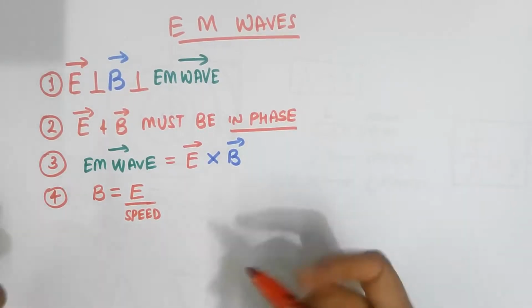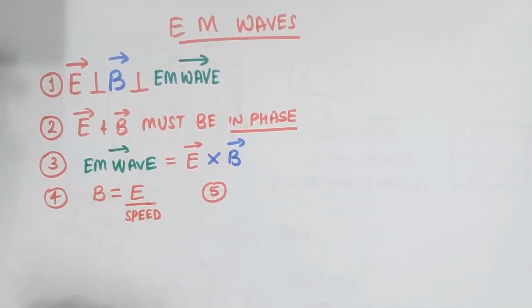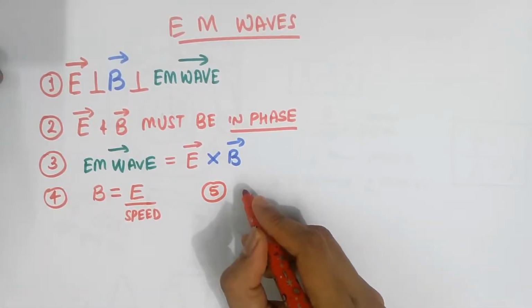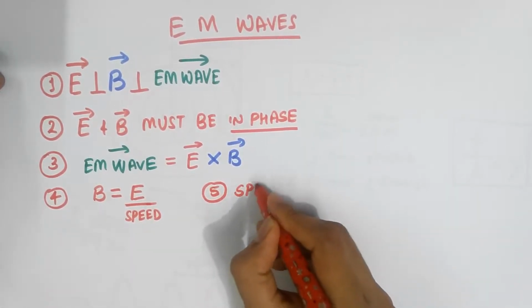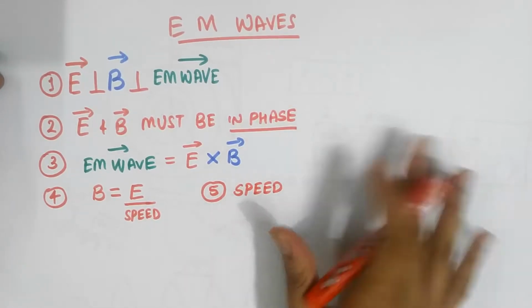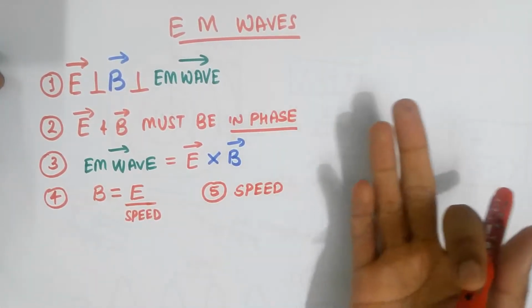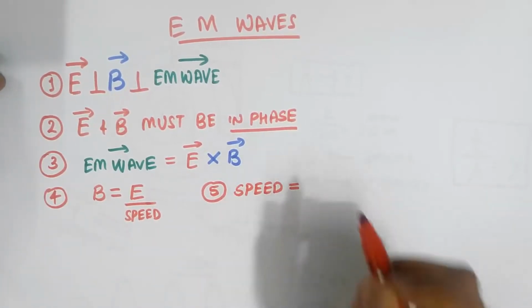So these are necessary, but there's one more thing we need to know: the speed of the wave. Should I tell you that? Okay, I might as well tell you. I told you the velocity of a wave only depends upon the properties of the medium, and that's no different for electromagnetic waves. It only depends on the property of the medium.